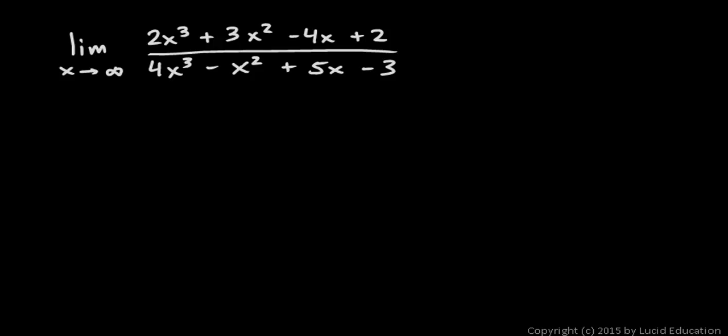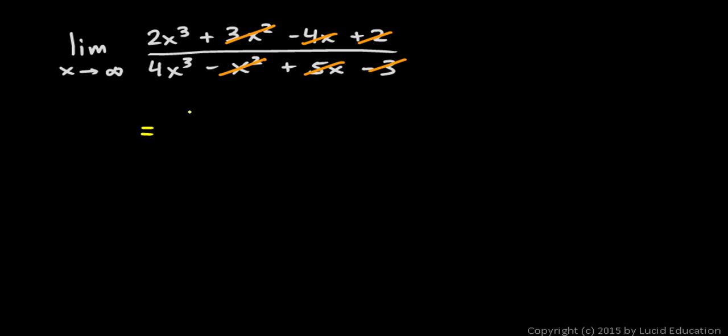In this problem, we're told to find the limit as x approaches infinity of one polynomial over another. And as x gets really large, all of the lower power terms in the numerator and the lower power terms in the denominator become insignificant compared to the highest power term. And so this 3x squared and the 4x and the 2 and also the lower power terms down below become insignificant compared to the 2x cubed and the 4x cubed.